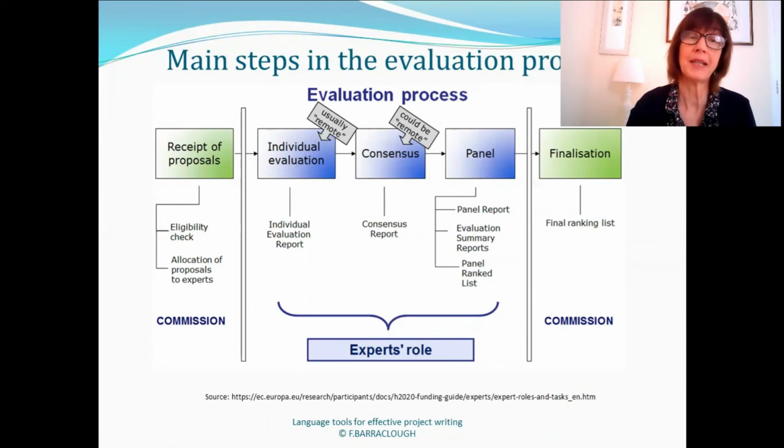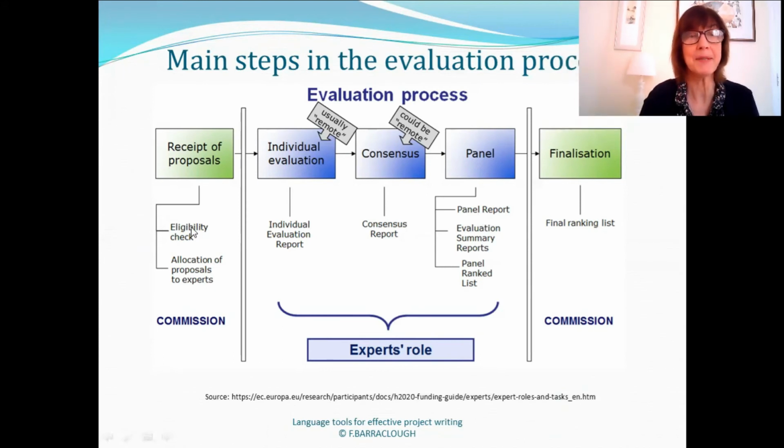So this is taken from the European website, and we can see the main steps in the evaluation process. Okay, there are 3 main steps. First of all, when you write your proposal, it goes to the Commission for them to check if it's eligible, and according to the topic, they will allocate it to the experts. Normally, there are 3 experts, perhaps there may be 5, but normally 3.